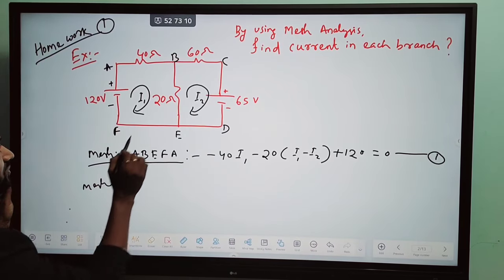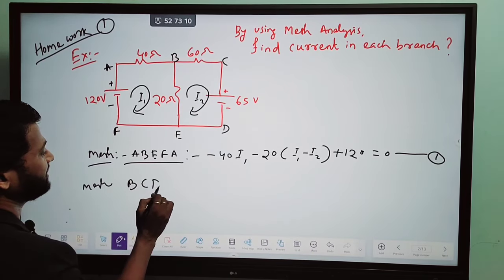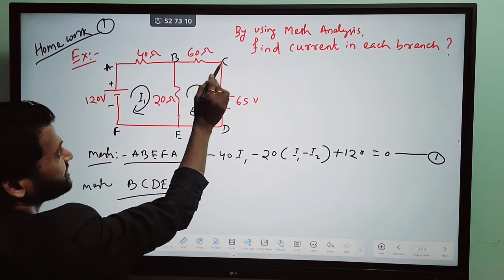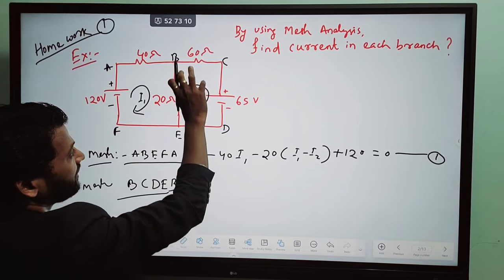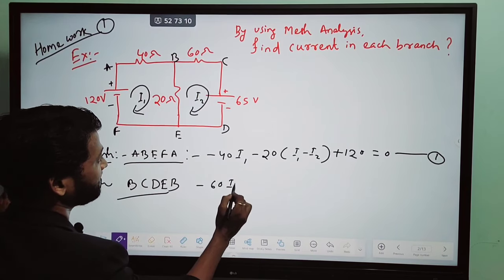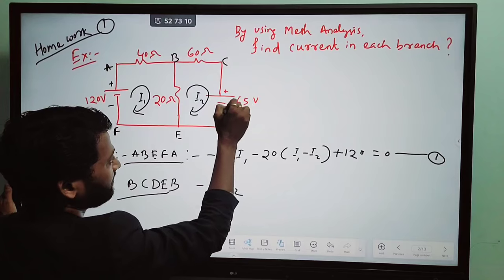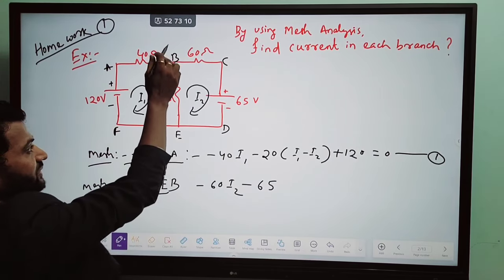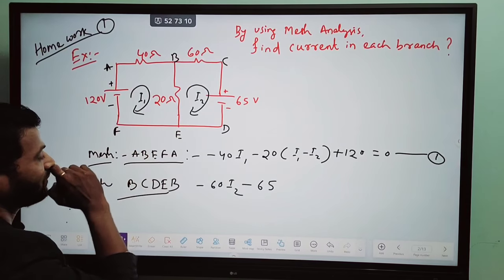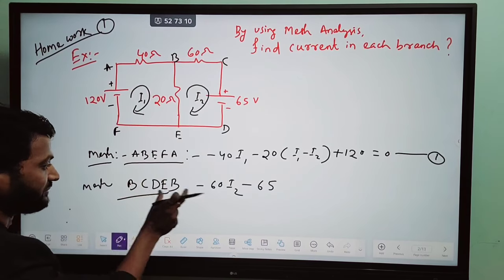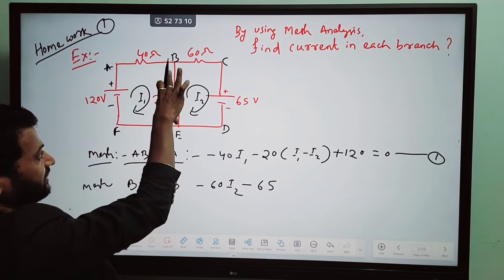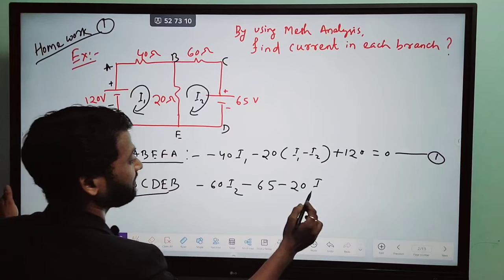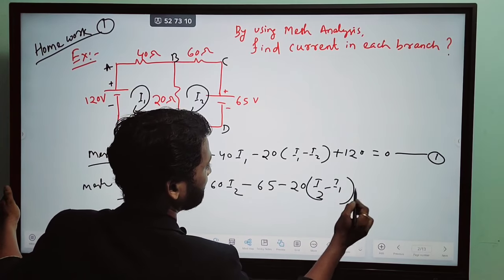Similarly, mesh number 2. What is mesh 2? B, C, D, E, B. B to C, what is the current? I2. And what is the potential drop? Minus 60 I2. Here, C to D, plus 2 means a fall in potential, minus 65. D to E leave it. E to B is the common branch for 2 and 1. Since we are considering 2 as our primary mesh, applying KVL here, the net current is I2 minus I1. The potential drop will be negative, so minus 20 (I2 minus I1) will be 0.